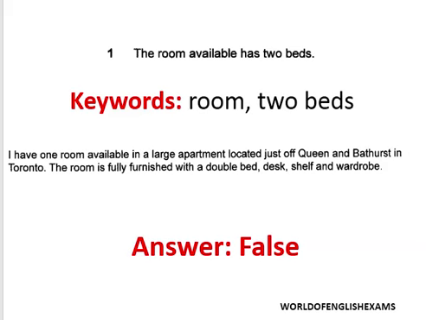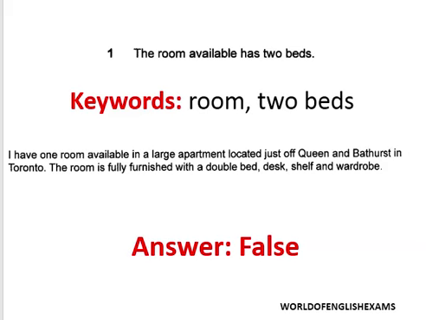The room available has 2 beds. That means there are 2 individual beds. Here what is important is the word beds. It is in the plural form. It is not a single bed. There are 2 beds.